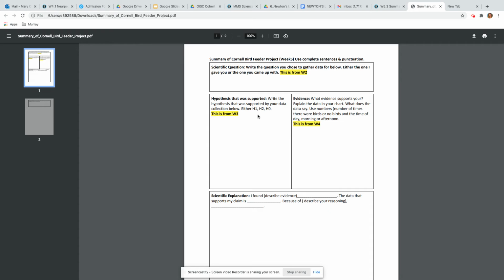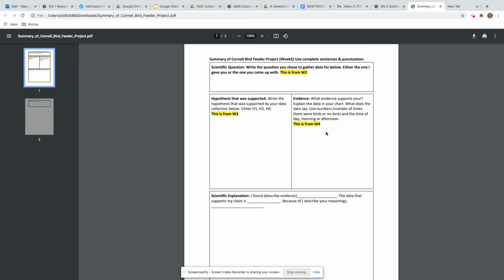And then you have to look at your data and see which one of your hypotheses was supported. For example, it could have been that more birds are at the Cornell bird feeder in the morning, or fewer birds are at the Cornell bird feeder in the morning, or the time of day doesn't matter. Then you would pick which one of those was actually supported by your data and just write it here.